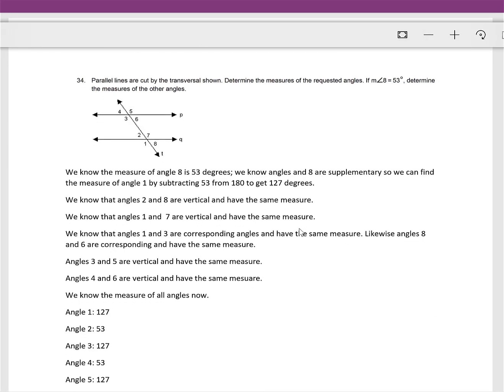And then we've got one here with a transversal. They've given me the measurement of angle 8 here as 53, and they want me to find the measure of all the other angles. So there's a lot of good relationships in here. So we know angles 1 and 8 right here are supplementary, so we can find the measure of angle 1 by subtracting 53 from 180, so this one's 127. And then you can continue working through this. These are vertical angles, 1 and 7, so this is also 127. 2 and 8 are vertical, so this is 53.